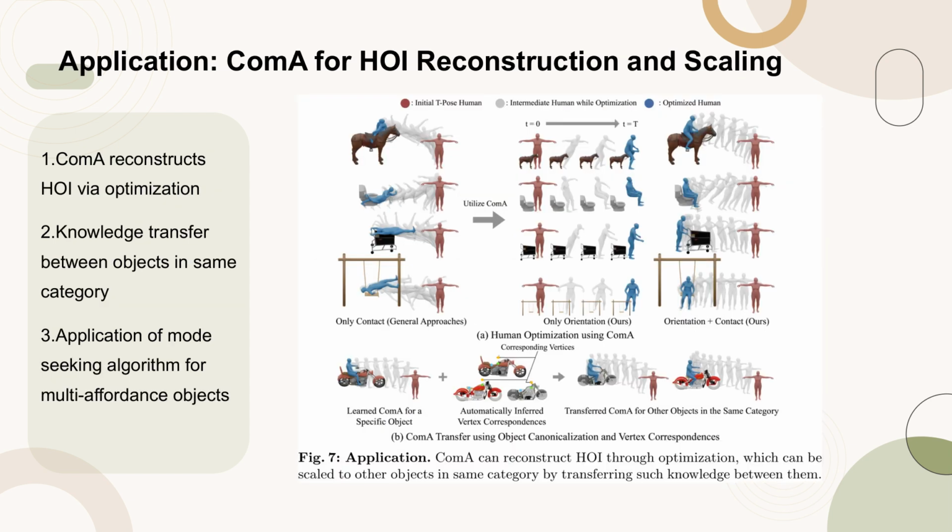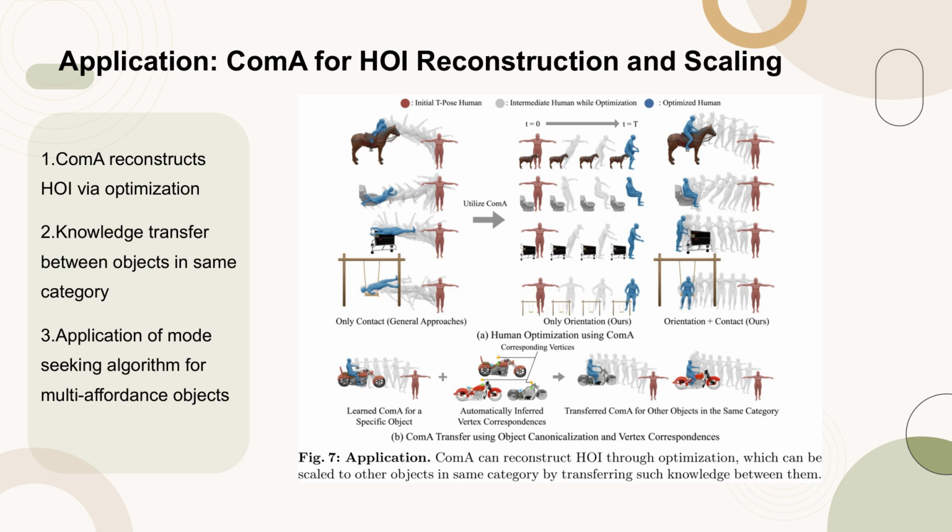Figure 7 illustrates the application of ComA in reconstructing human-object interactions (HOI) through optimization. This process can be scaled to other objects within the same category by transferring knowledge between them. Specifically, it shows how ComA enables the generation of plausible 3D HOI samples from T-posed humans, even for objects with multiple modes of affordances. The mode-seeking algorithm is applied to 3D HOI samples with their vertex normals to learn ComA separately for different affordance modes, such as swing in the example provided.